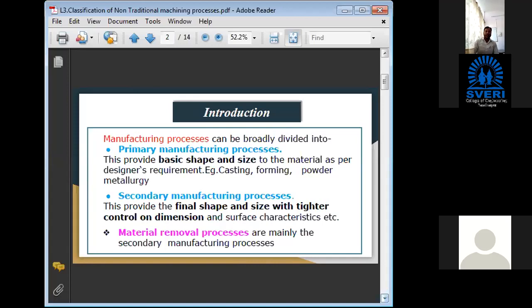Here I will request all of you, please write the chapter name: Unit number 1, overview of non-conventional machining process, and in that write down manufacturing processes. In that, first primary manufacturing process, secondary manufacturing process, and under that you can write down the material removal processes. I will give 1 minute time to write this. Just write the names only, no need to write in detail. Just highlighting points. All of you, please write down.